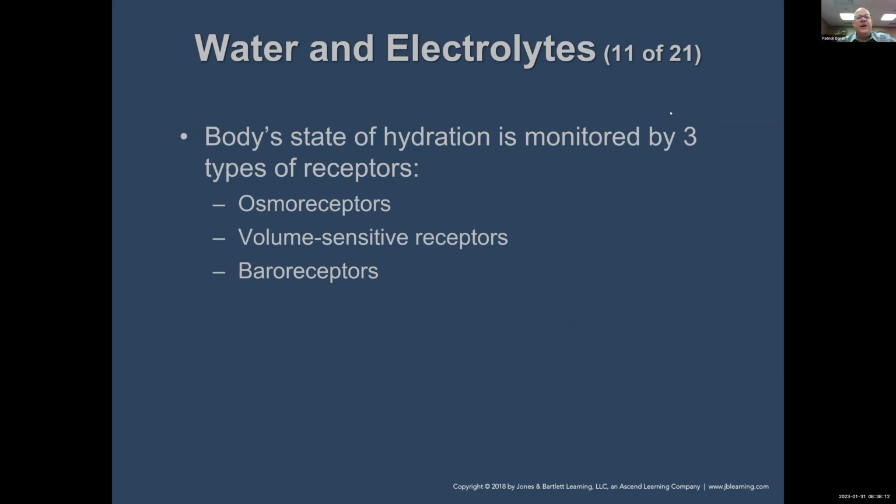So here are those three sensors that are in the body. Osmoreceptors, or osmosis, those are the receptors that tell about what concentration the solutes are. Volume sensitive receptors, so those are alpha receptors in the heart. And then baroreceptors, and those are also throughout the body, which talk about pressure. So the arteries have a lot of baroreceptors associated with them.